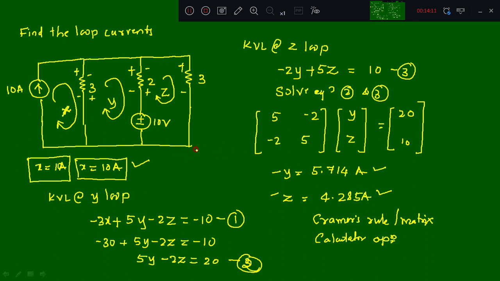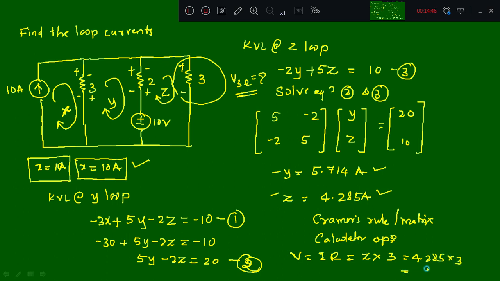In the same numericals they may ask, what is the voltage drop across this 3 ohm resistor? Assume that this is a question included in the same problem statement. So we need to find how to get that. We know from Ohm's law V equals I into R, right? What is the current flowing through that? Z, right? So I becomes Z. What is the R value? 3. What is the current flowing through that 3 ohm resistor? That is Z here, right? Therefore 4.285 into 3, that many volts will be the voltage across the 3 ohm resistor.